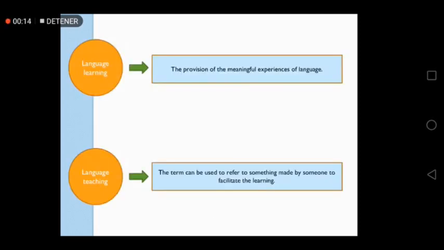First of all, I think that it is important to know the differences between language learning and language teaching. When we talk about language learning, we talk about the provision of meaningful experiences of language. And about language teaching, this term can be used to refer to something made by someone to facilitate the learning.